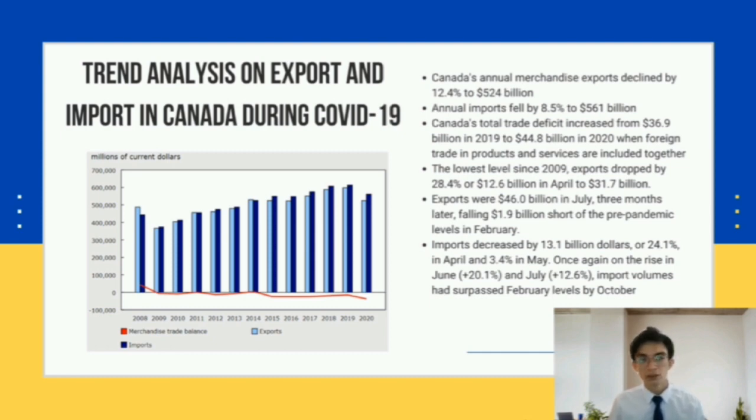The lowest level since 2009, export dropped by 28.4% or $12.6 billion in April to $31.7 billion. Exports were $46 billion in July, 3 months later, falling $1.9 billion short of the pre-pandemic level in February. Despite ending the year below February levels, export grew at a more usual rate in most of the remaining months. Import decreased by $30.1 billion or 24.1% in April and 3.4% in May. Once again on the rise in June and July, import volume had surpassed February levels by October.